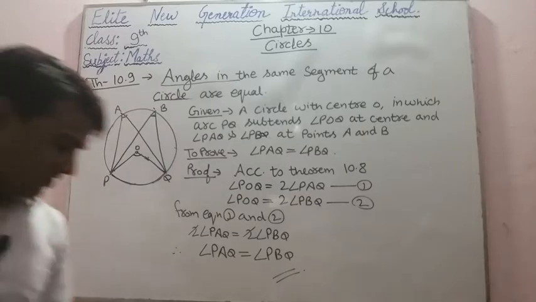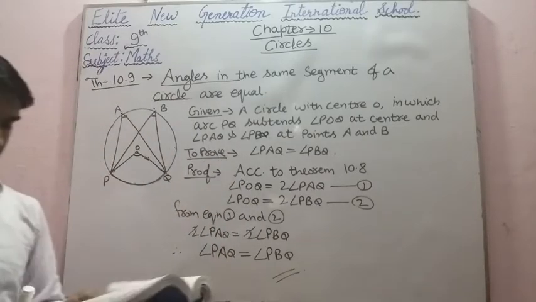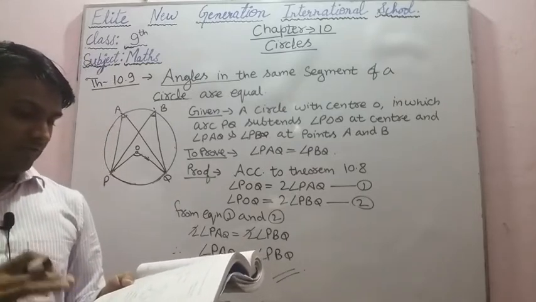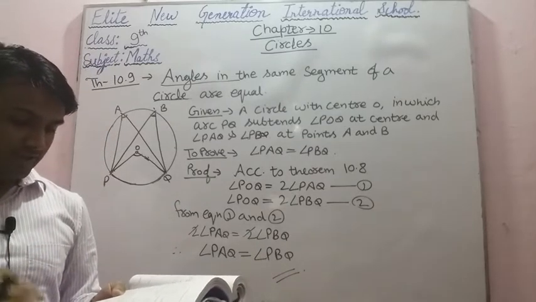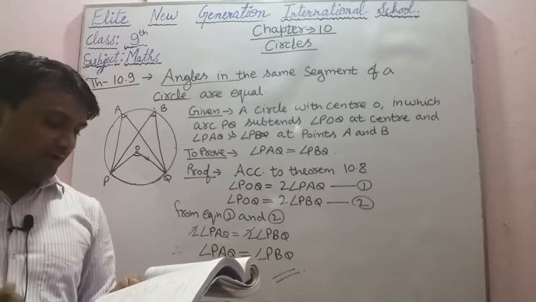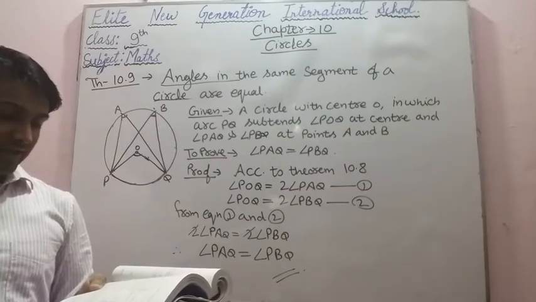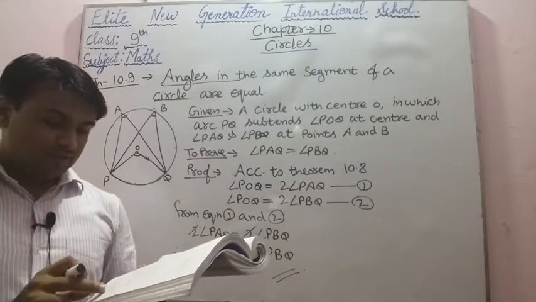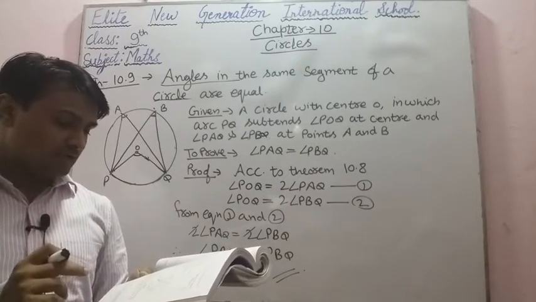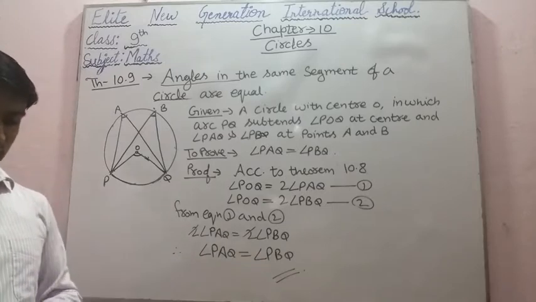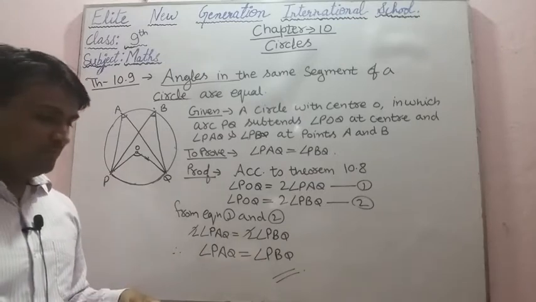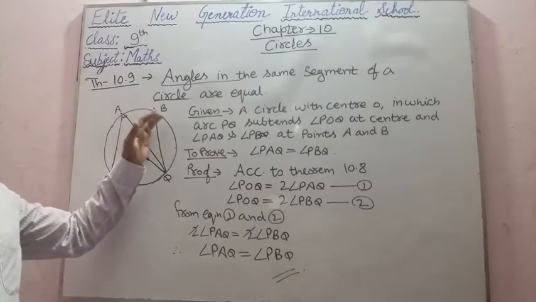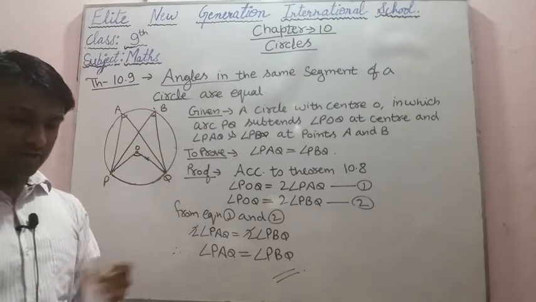In the same way we can also do the next theorem, theorem 10.10. It says: if a line segment joining 2 points subtends equal angles at two other points lying on the same side of the line containing the line segment, the 4 points lie on a circle. This you can also prove. It is also a very simple theorem. Theorem 10.10 is the converse of theorem 10.9, so you can try this theorem.